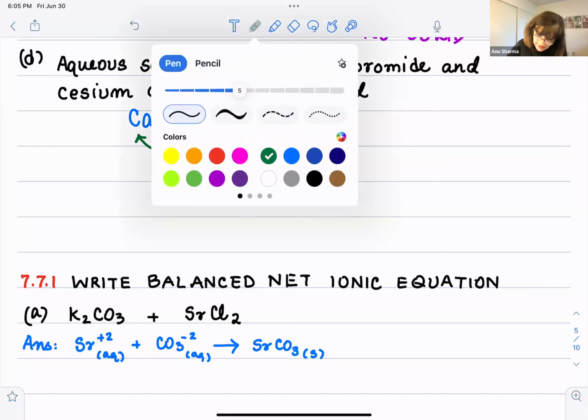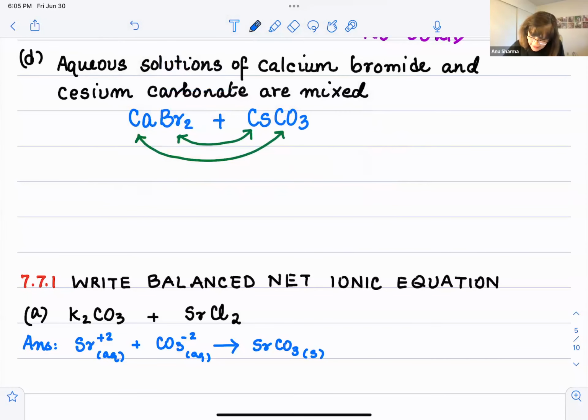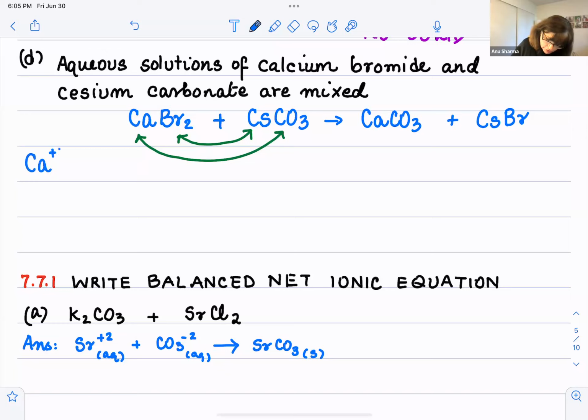Okay, so in that case, what do you get here? You get calcium carbonate and you're going to get cesium bromide. Now, cesium bromide: lithium, sodium, potassium, rubidium, cesium, francium. So this is a group 1A element. That is why there is only one bromine. Remember that. Calcium has +2 charge. It is a group 2A element. So therefore, +2 charge. So just so you remember your naming.